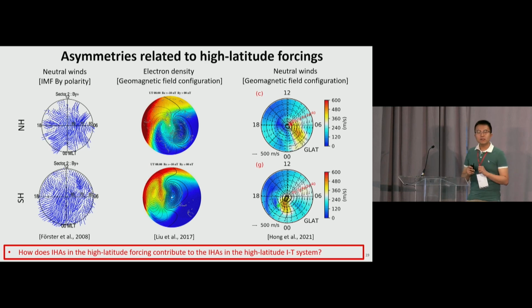If we put the seasonal effect aside, the high latitude IT system can still be quite different in terms of, for example, the neutral wind as well as the electron density. However, those studies are just mechanism studies or statistical studies, and the interhemispheric asymmetries in the high latitude IT system still need to be studied in depth.